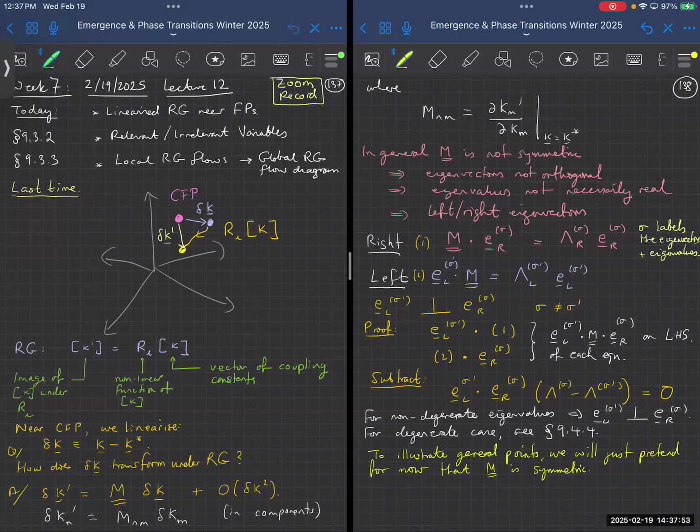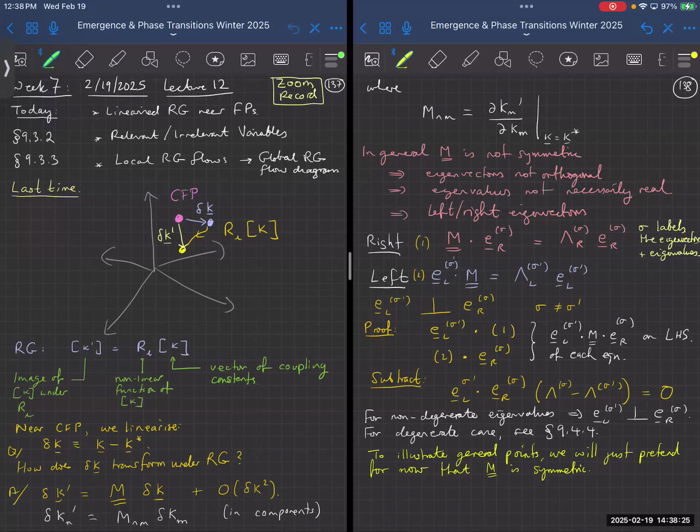That produces E sigma prime, so E left times the matrix M times the vector E right. And then if I take the second equation, I multiply it on the right by the right eigenvector, I also get this bilinear object, E left dotted with M dotted with E right.